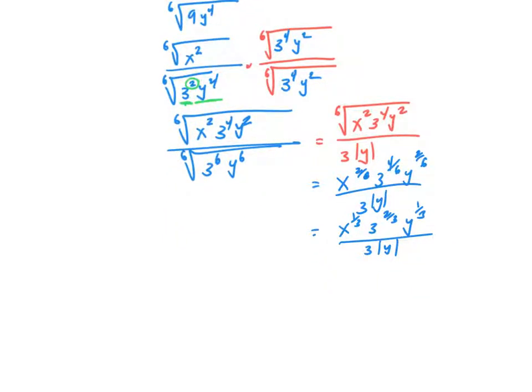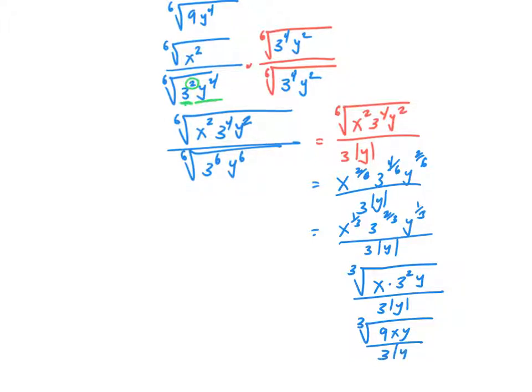And then I'm going to rewrite this all as a cube root in the numerator. So I have the cube root of x times the cube root of 3 squared times the cube root of y, all over 3 times the absolute value of y. And I should rewrite 3 squared as 9. So I have the cube root of 9xy over 3 times the absolute value of y. I think the answer key just has y, not the absolute value of y, and that would be assuming that y is positive.